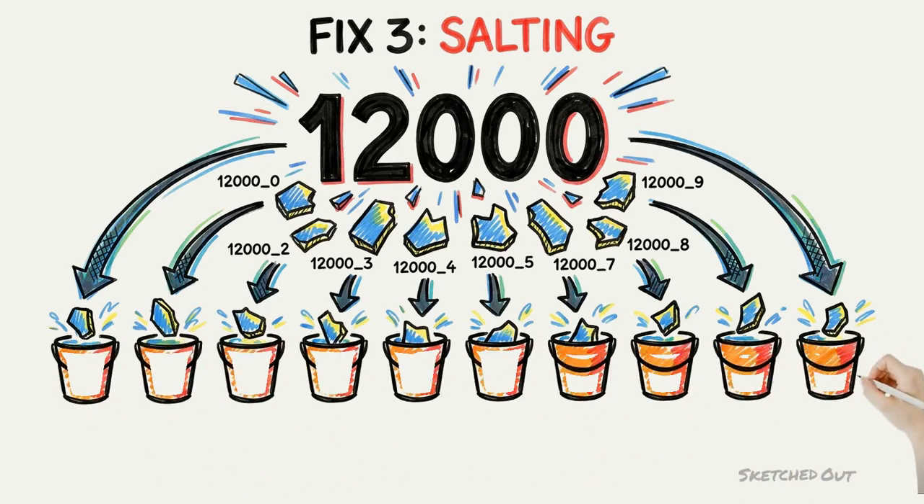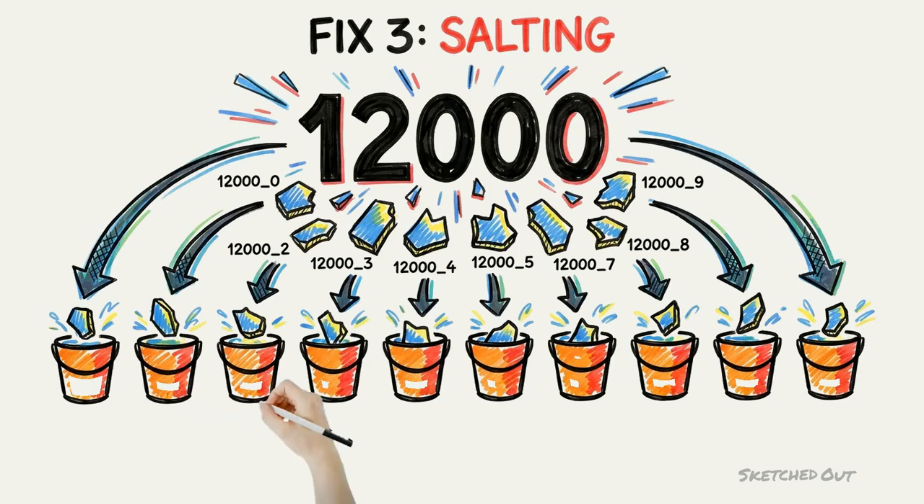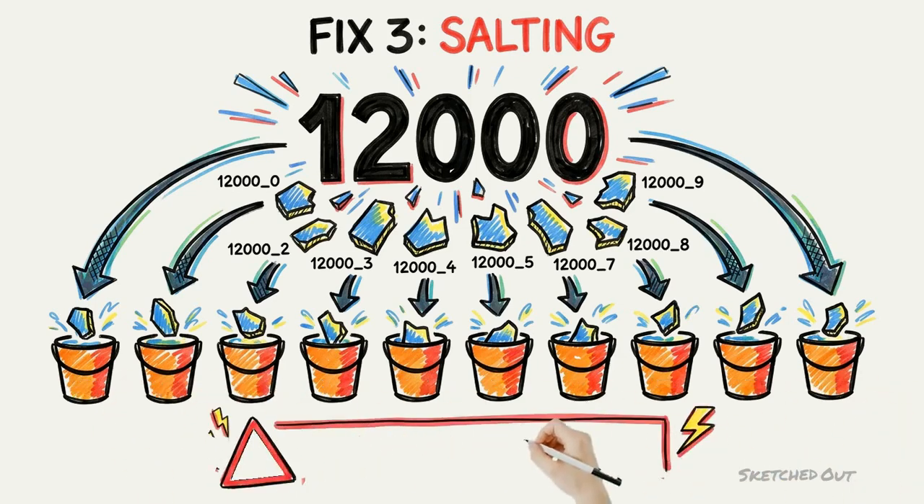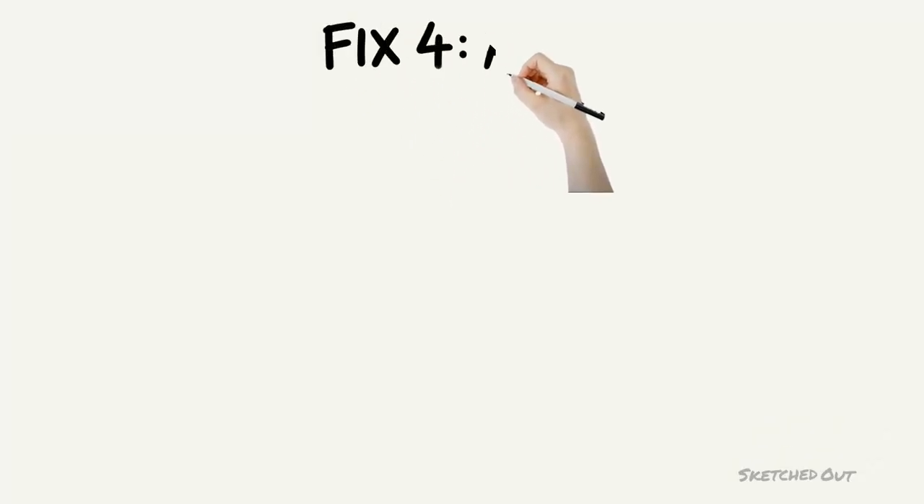The catch with salting is that you have to undo it. If you are joining, the other side needs to be exploded to match all the salted variants of each key. A merchant row that used to have one key now needs 10 copies, one for each suffix, so joins still find their matches. That's 10 times the data on the small side. If the merchant table is 2 gigabytes, it becomes 20. That multiplier is the price of salting, and it has to be weighed against the benefit of distributing the large side.